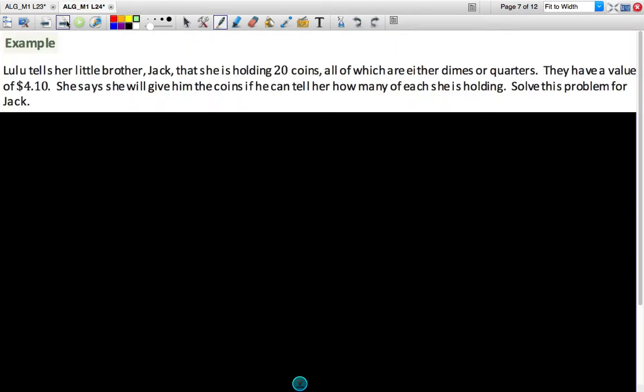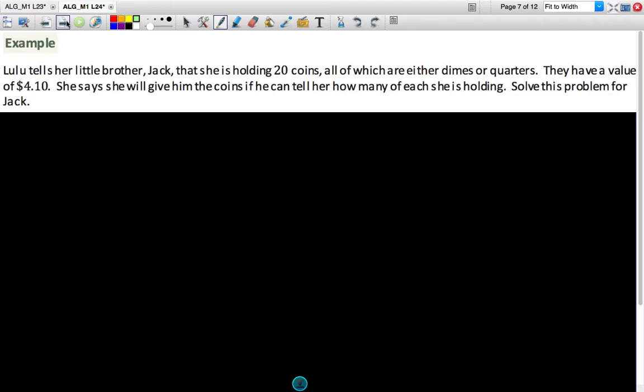So let's look at the next example. Lulu tells her little brother Jack that she is holding 20 coins, all of which are either dimes or quarters. They have a value of $4.10. She says she will give him the coins if he can tell her how many of each she is holding. Solve this problem for Jack.